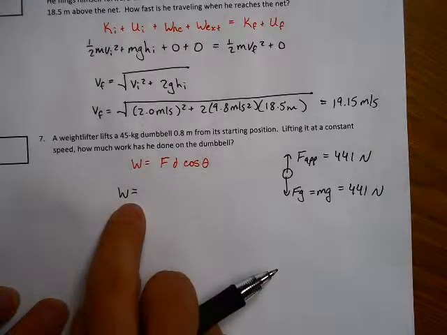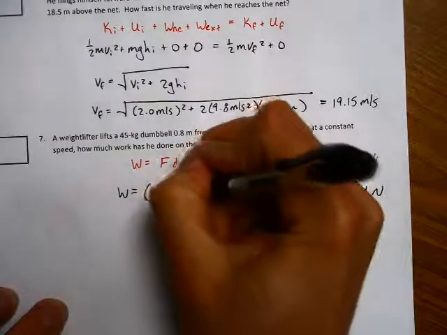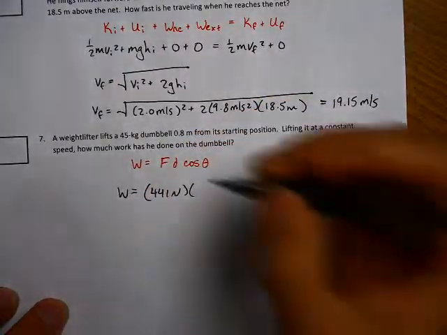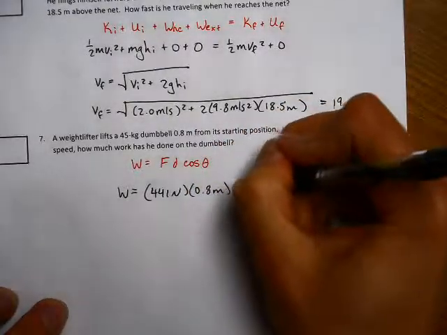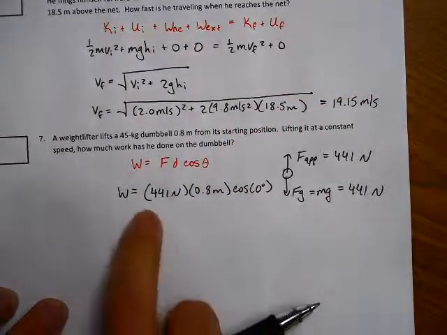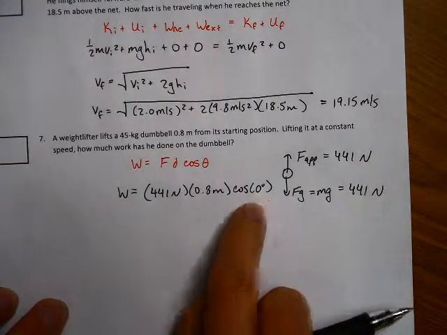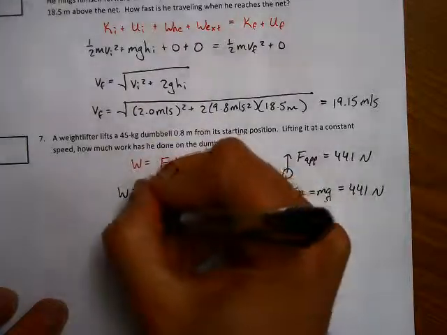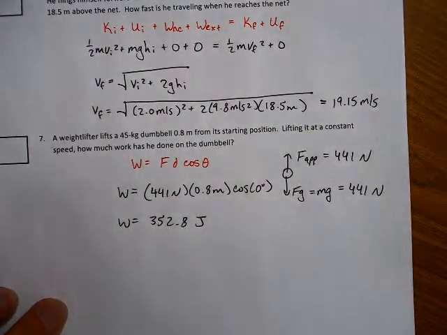The work done by the man lifting the weight is the force that he applies, 441 newtons, times the object's displacement upward, 0.8 meters, times cosine of 0 degrees. As the force and the displacement are in the same direction, the angle between those two vectors is 0. This comes out to work of 352.8 joules. That's how much work he does lifting the dumbbell.